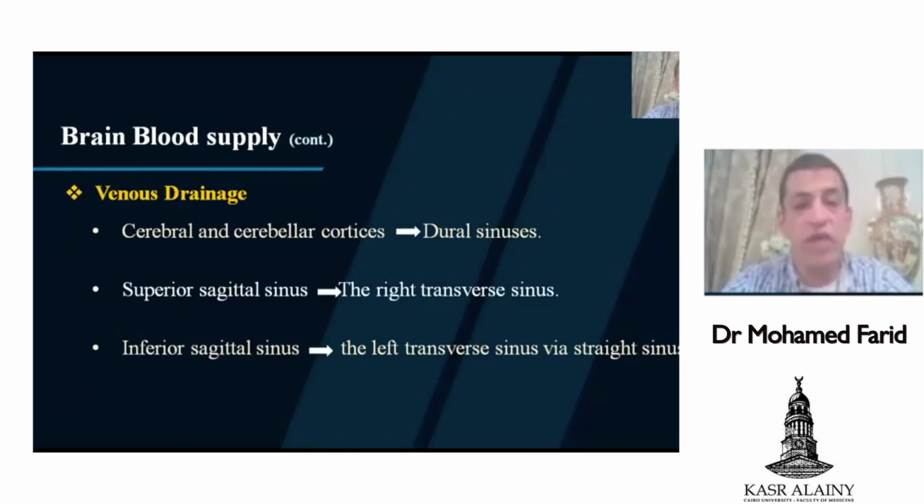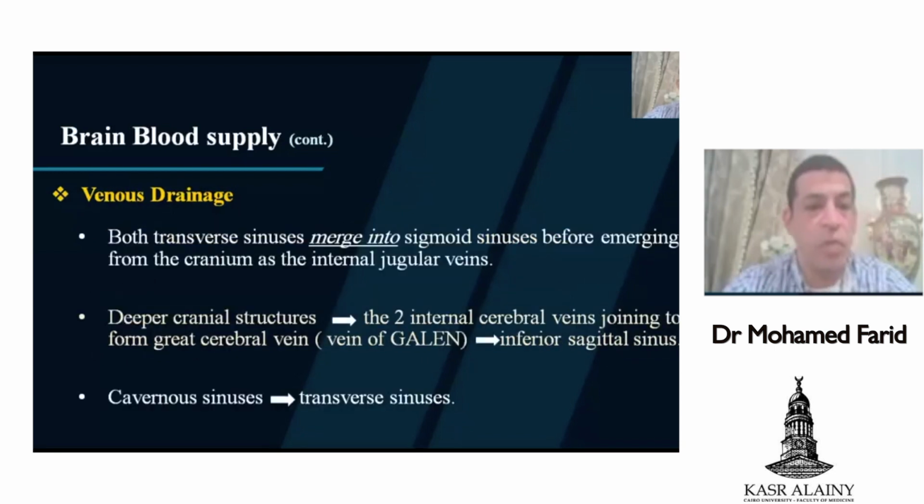Venous drainage of the brain. Cerebellar and cerebral cortices drain into the dural sinuses. Superior sagittal sinus drains into the right transverse sinus. Inferior sagittal sinus drains into the left transverse sinus via the straight sinus. Both transverse sinuses merge into sigmoid sinuses before emerging from the cranium as the internal jugular vein.